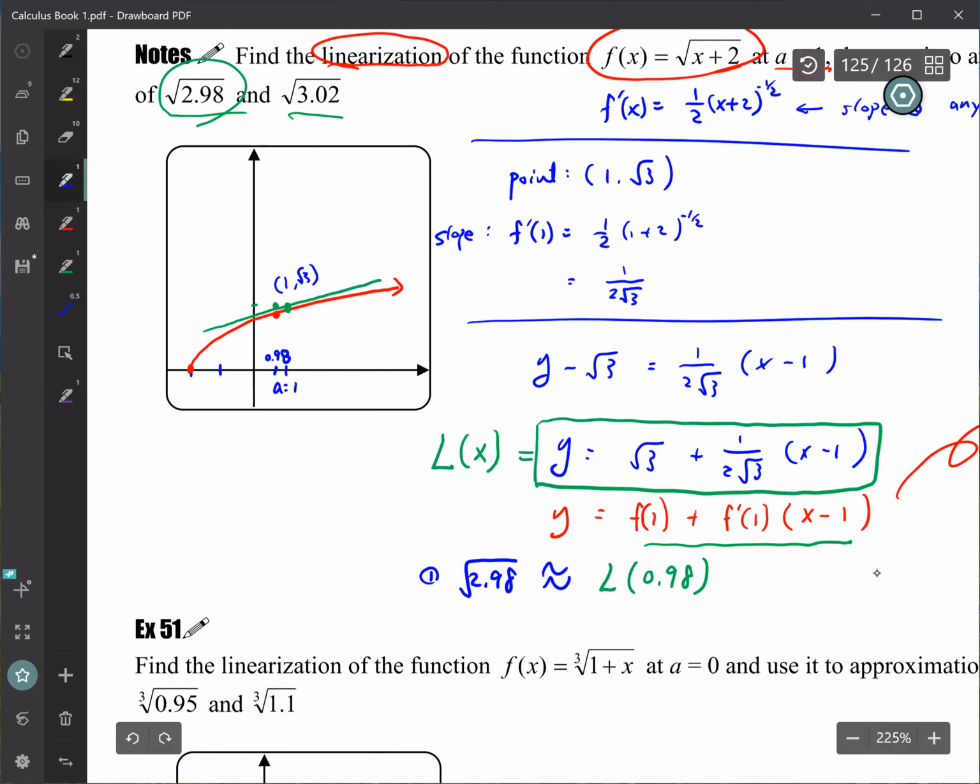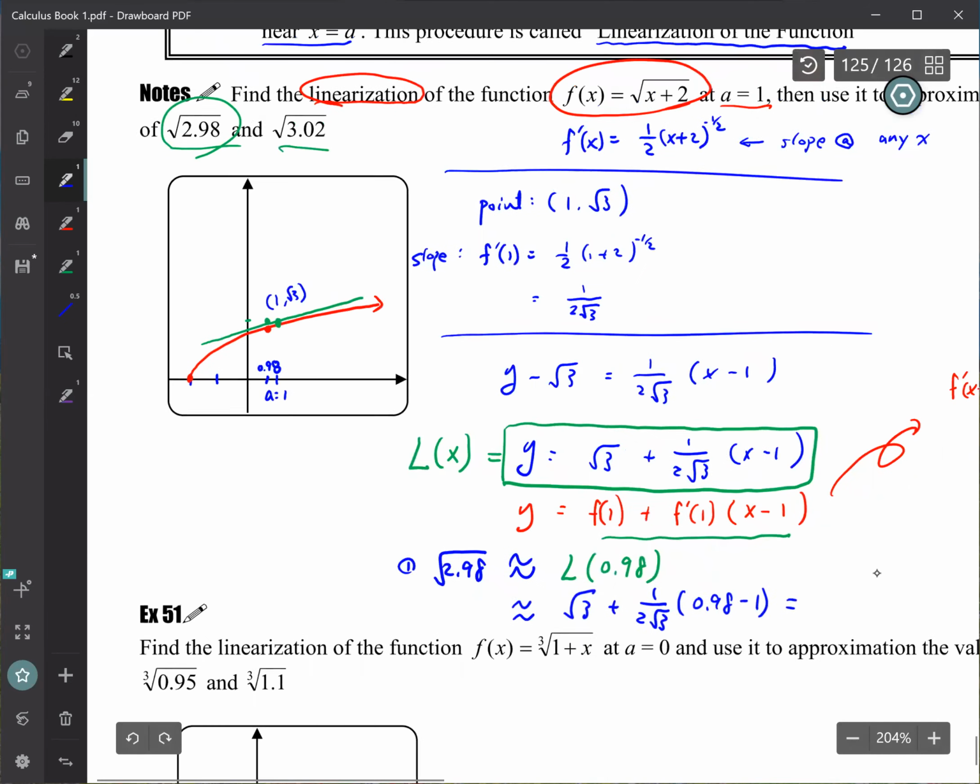Wait, when it tells us to approximate the values of the stuff, do we have to find the actual number? Yeah, you need to find the actual number. So now you plug it in. You will plug it into your equation of tangent, so it'll be root 3 plus 1 over 2 root 3 times 0.98 minus 1. Everybody please type it in and raise your hand if you get an answer here.